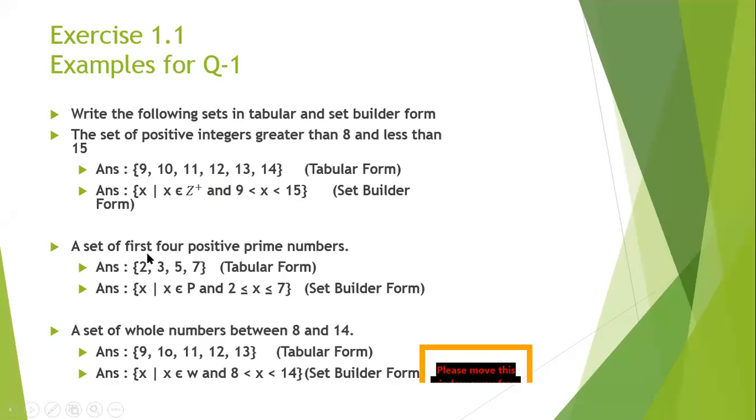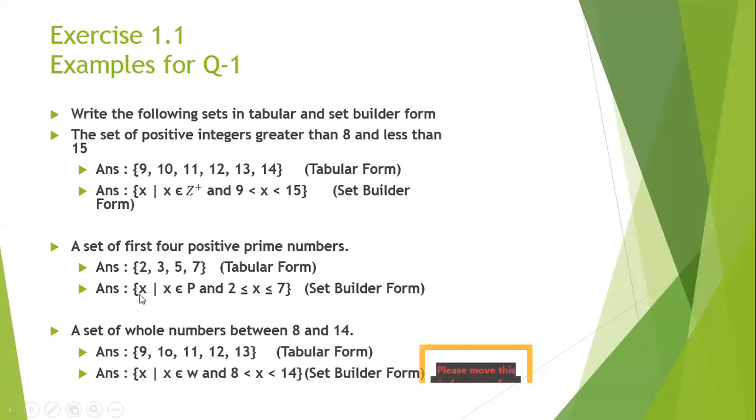Now the next example is the set of the first 4 positive prime numbers. Now you know the prime numbers. Prime numbers are the numbers having only 2 factors. The first factor is 1 and the second factor is the number itself. This is how we represent the tabular form: 2, 3, 5, 7. And how are we going to write it in the set builder form: x such that x belongs to the prime numbers.